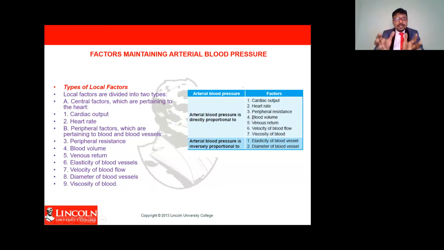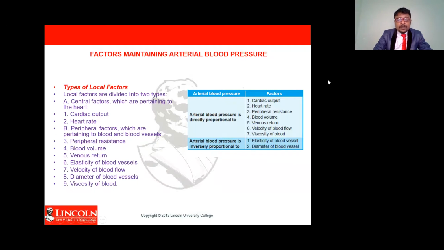If the blood volume, meaning the amount of blood, is increased, the heart has to push more, so the pressure is also going to be increased. Venous return: if the venous return from the lower limbs is increased, it reaches the right atrium, and if the load comes to the right atrium, automatically the pressure is going to be increased. And also velocity: if the blood speed is increased, pressure also increases. Viscosity means thickness of the blood. If the blood becomes thick, the pressure is also going to be increased. So this is all interrelated.